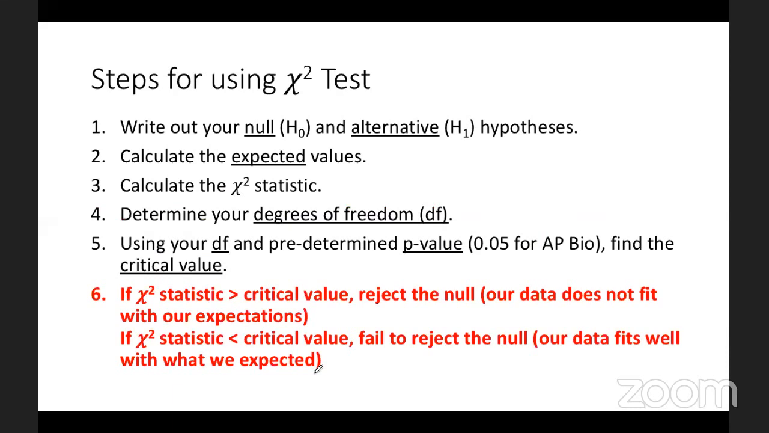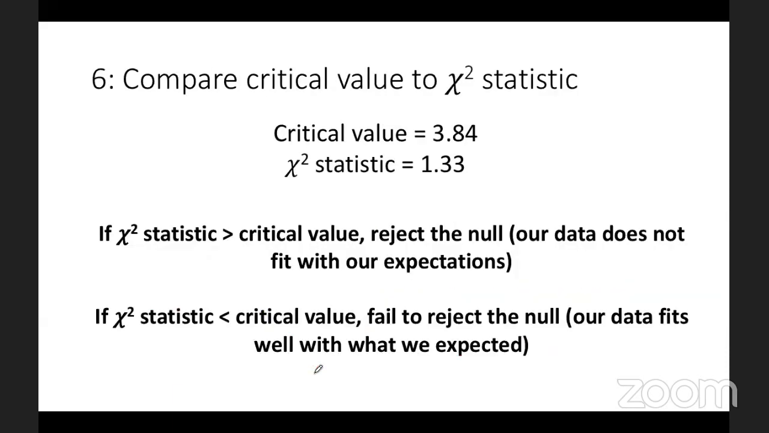And then our last step is to compare our critical value to our chi-square statistic. Remember, our chi-square statistic is not very useful if we don't compare it to anything. In this particular case, our chi-square statistic is 1.33. Our critical value is 3.84.